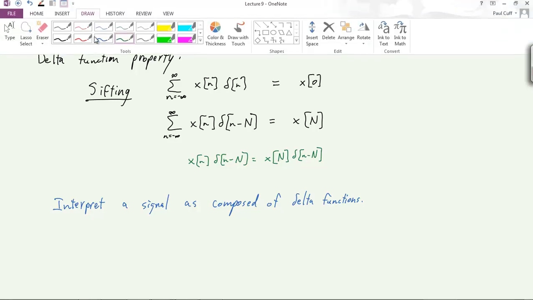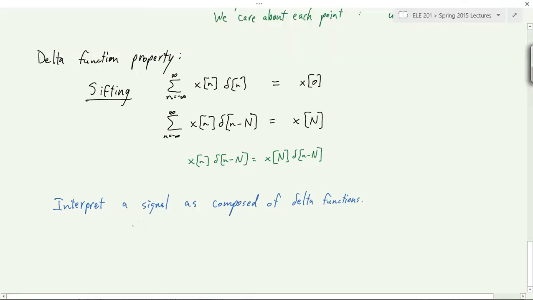And notice that I'm saying that x of n, if I just rewrite this above with new variables, equals the sum over k. I'm just changing my variables because above I sum over n. x of k delta of n minus k. So by the sifting property, this, of course, is true. You just apply it.